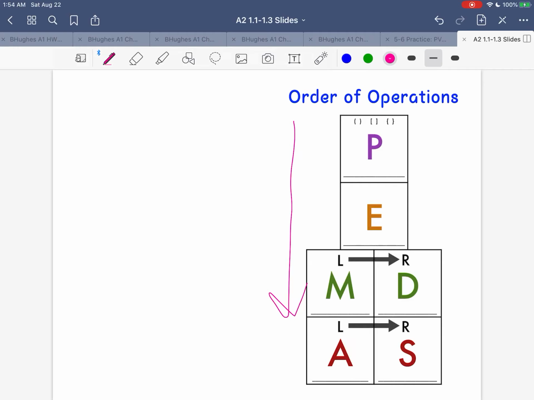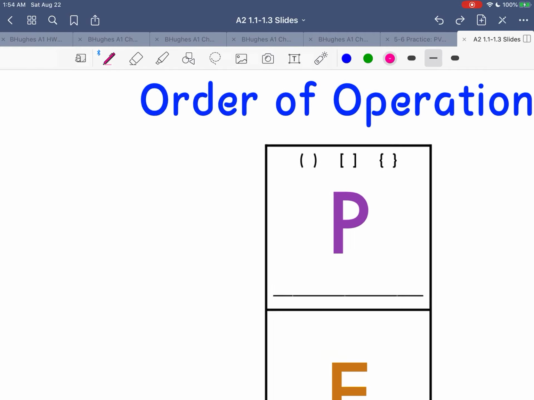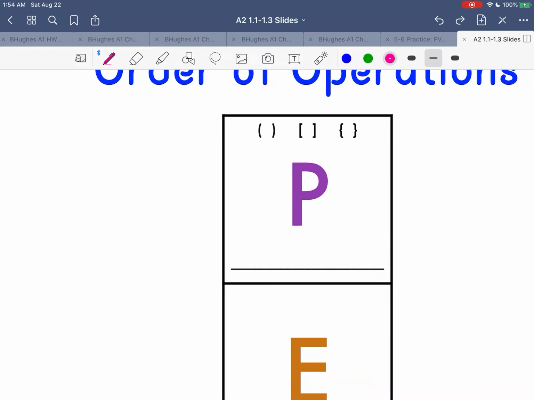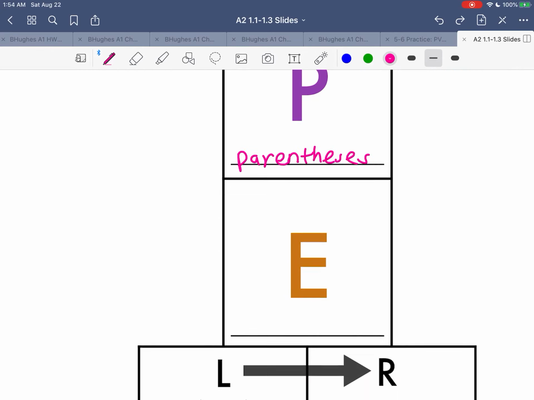graphic organizer that looks somewhat like a pyramid, we need to remember that we work our way down. So the top is the first step, and the top step is P, which is parentheses. And there's a couple of types of parentheses. We could have curved, brackets, or we could have these curly ones. And those could be one inside the other, which is a little tricky. Those are called nested parentheses. If you have nested parentheses, you should know that you have to start with the parentheses furthest to the inside.